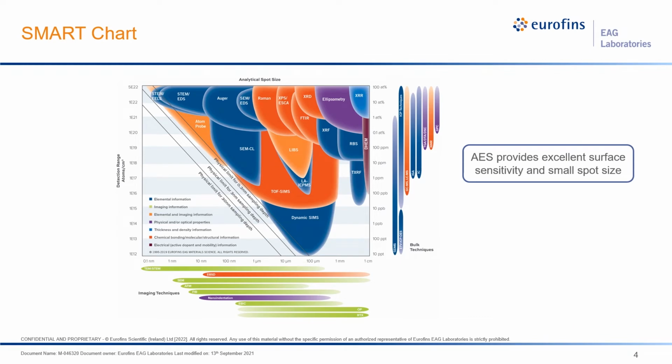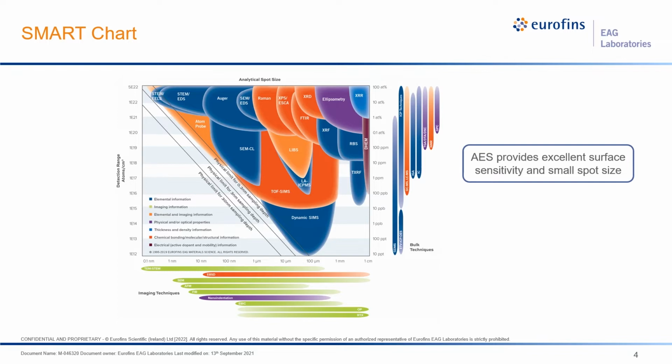Okay, let's take a look at the Smart Chart. SMART is an acronym for Spectroscopy, Microscopy, Analytical Resolution Tool, and it shows the techniques we have available at EAG plotted to show their attributes related to spot size and detection limits. They are color-coded according to the descriptions at the lower left. For example, blue areas provide elemental information primarily, while green techniques show imaging information.